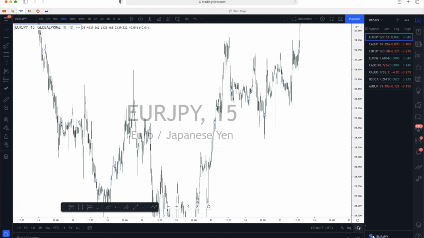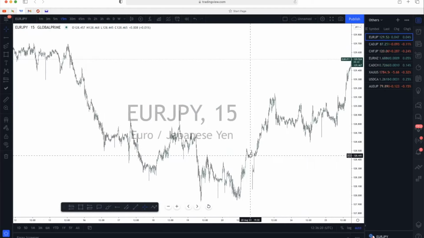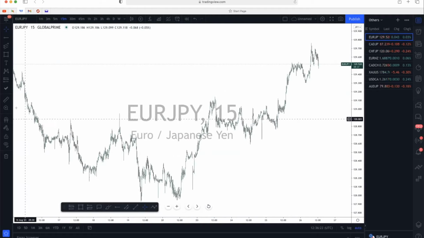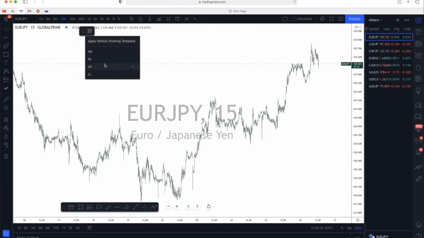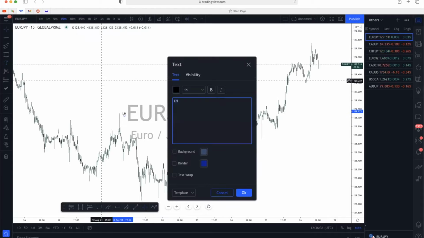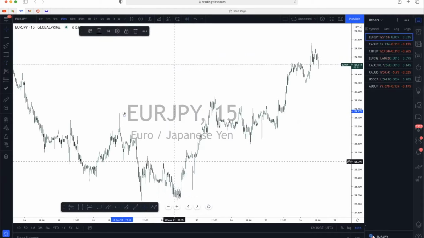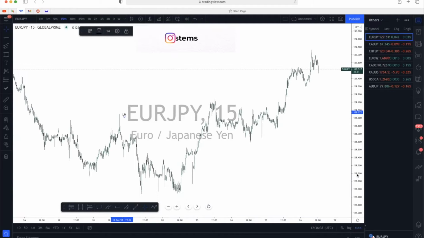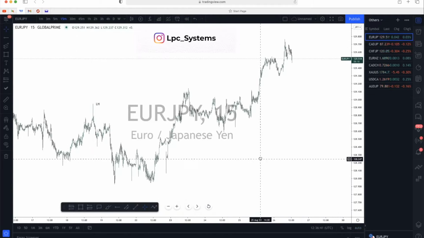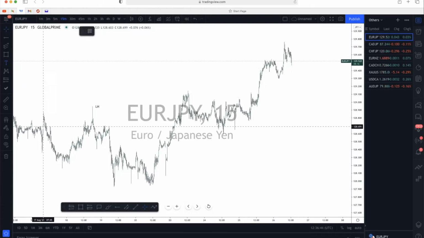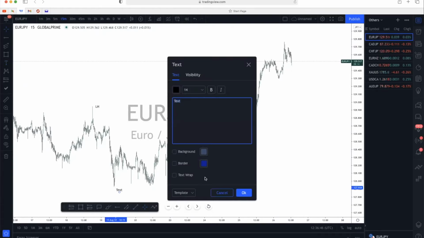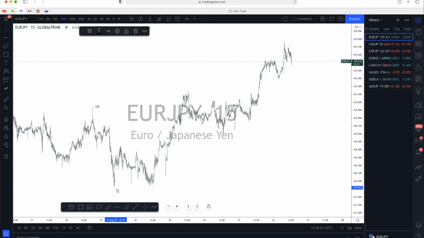Now, if you look at this particular pair, you can see that market structure is bearish. Now, market structure is bullish, rather. So I'm going to mark that for you. Right, this is a lower high, this is a lower low, it's a lower high. So we have a lower low here, lower low.